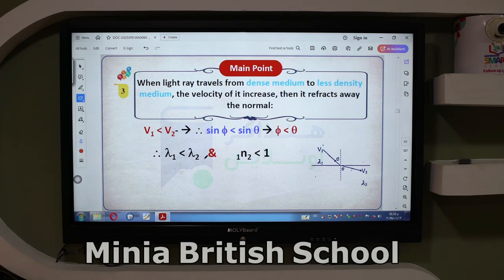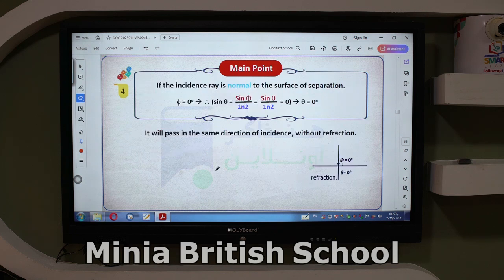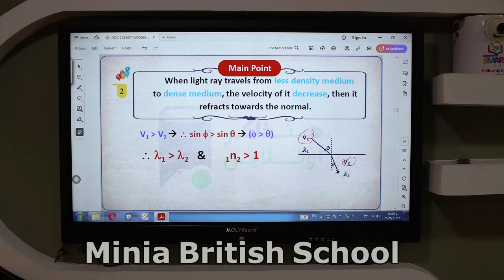When a light ray travels from a dense medium to a less dense medium, its velocity increases, so it refracts away from the normal. So the angle of refraction will increase. So when the light ray travels from the less dense medium to the dense medium, the velocity decreases. So v1 is greater than v2. Then it refracts towards the normal line, which means that theta, the angle of refraction, decreases.